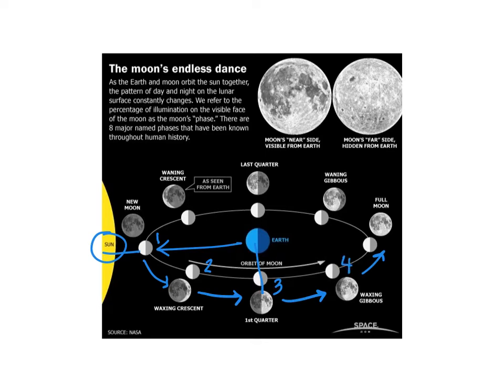Then we have position 4. 5 would be our full moon. 6 would be our waning gibbous. 7 then, alternating the 90 degrees there, would be the last quarter or third quarter, and then position 8. This is what we're going to be talking through in the next few slides, the different positioning and what we call them.